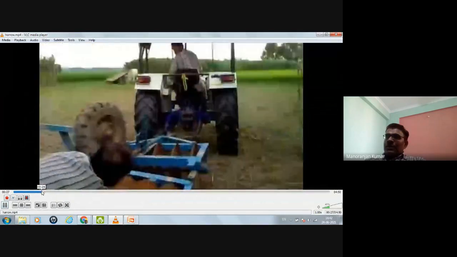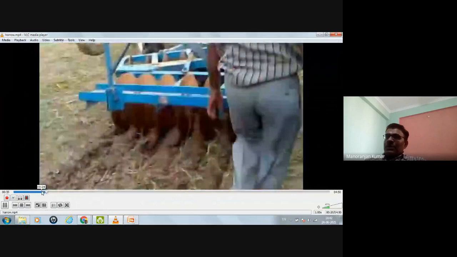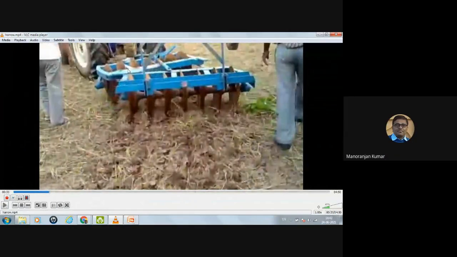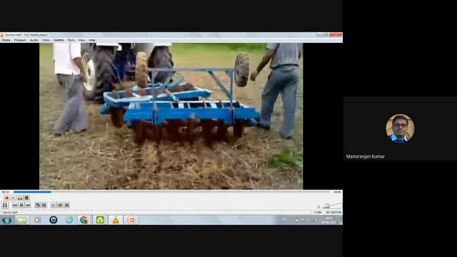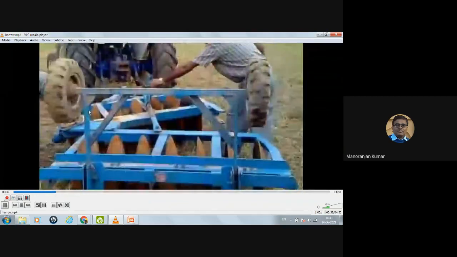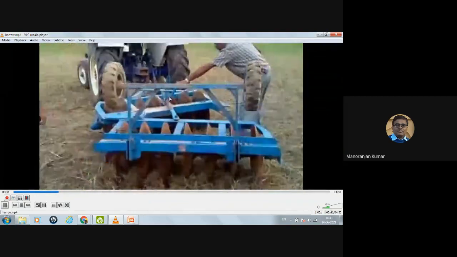Here the lever is operated to change the angle. Now you can see there are two gangs, first gang and this is the second gang. The first gang will throw the soil in the right direction, whereas the second gang will throw the soil in the left direction. Here also you can see an additional set of weight is kept. This is the lever.